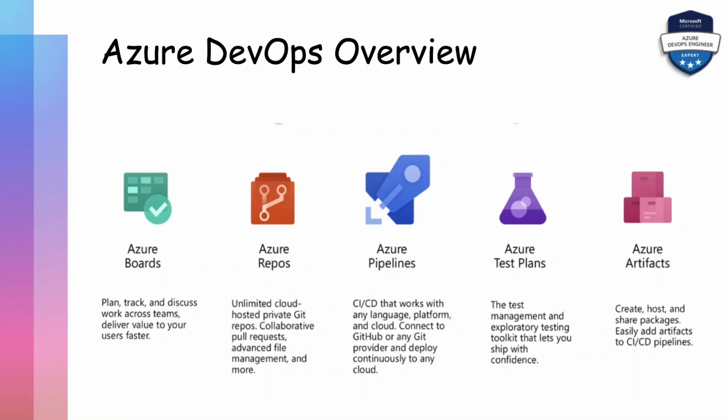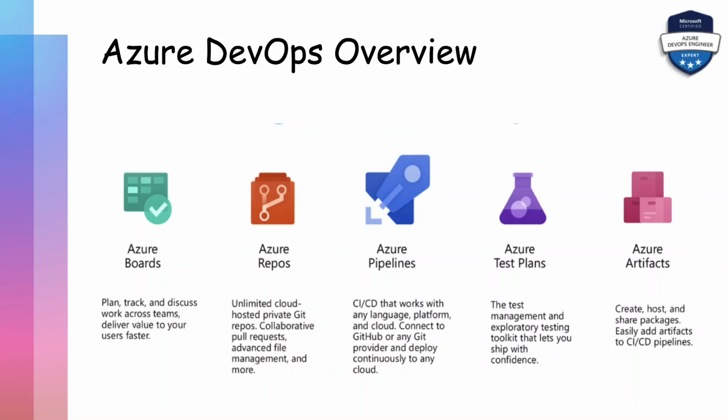Then we have Azure Repos. Azure Repos is a type of Git repository. If you have worked before with any repositories like GitHub or Bitbucket, you are already familiar; if not, don't worry, we will cover Azure Repos in depth and see what it is and how it works. It offers unlimited cloud-hosted private Git repos, collaborative pull requests, advanced file management, and more.